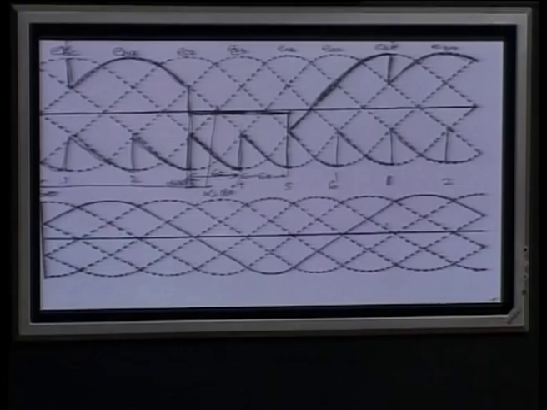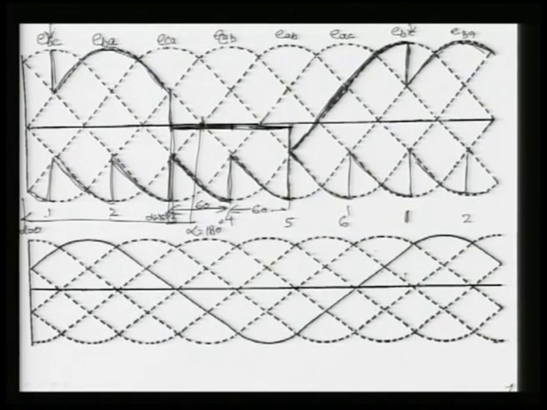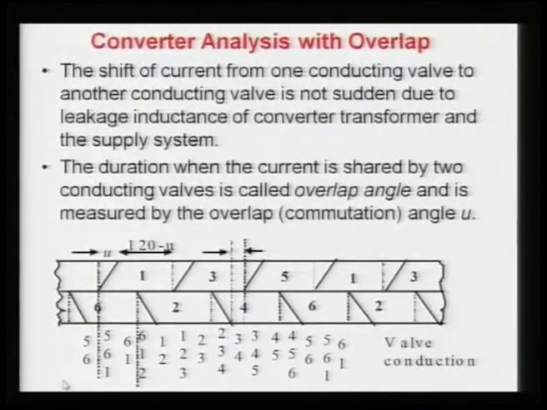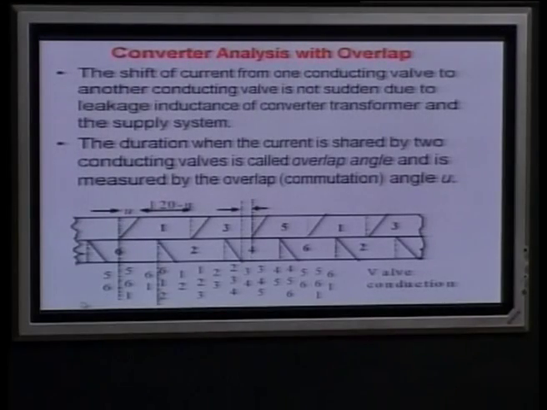So, this is your DC output. The ideal case, when there is no overlap angle, u is 0, is the DC output in inverter operation when alpha is more than 90 degree and less than 180 degree, and the valve voltage for valve 3 we draw here. Now, let us go for the realistic case of overlap.